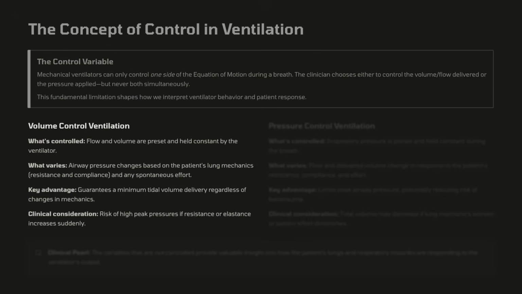So what is volume control? What we are controlling here is the flow and the volume, which are preset and held constant on the ventilator. We will show you each graph later on. What varies over here is the airway pressure, because we are keeping the flow and the volume constant. So the airway pressure changes based on the patient's lung mechanics, which is the resistive and the compliance part, and any spontaneous effort the patient is having.